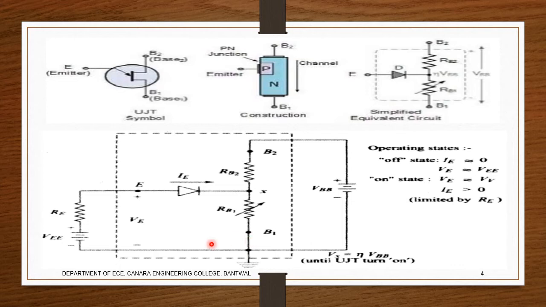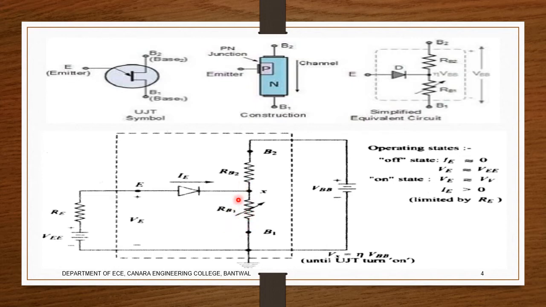But we can initiate here. Looking at the circuit, what is Vx? When a current is passed through RB1, the voltage across it is called Vx. Now we call this the voltage divider rule. Vx with respect to the ground is nothing but the current passing through it, I, into RB1. So this is the RB1.